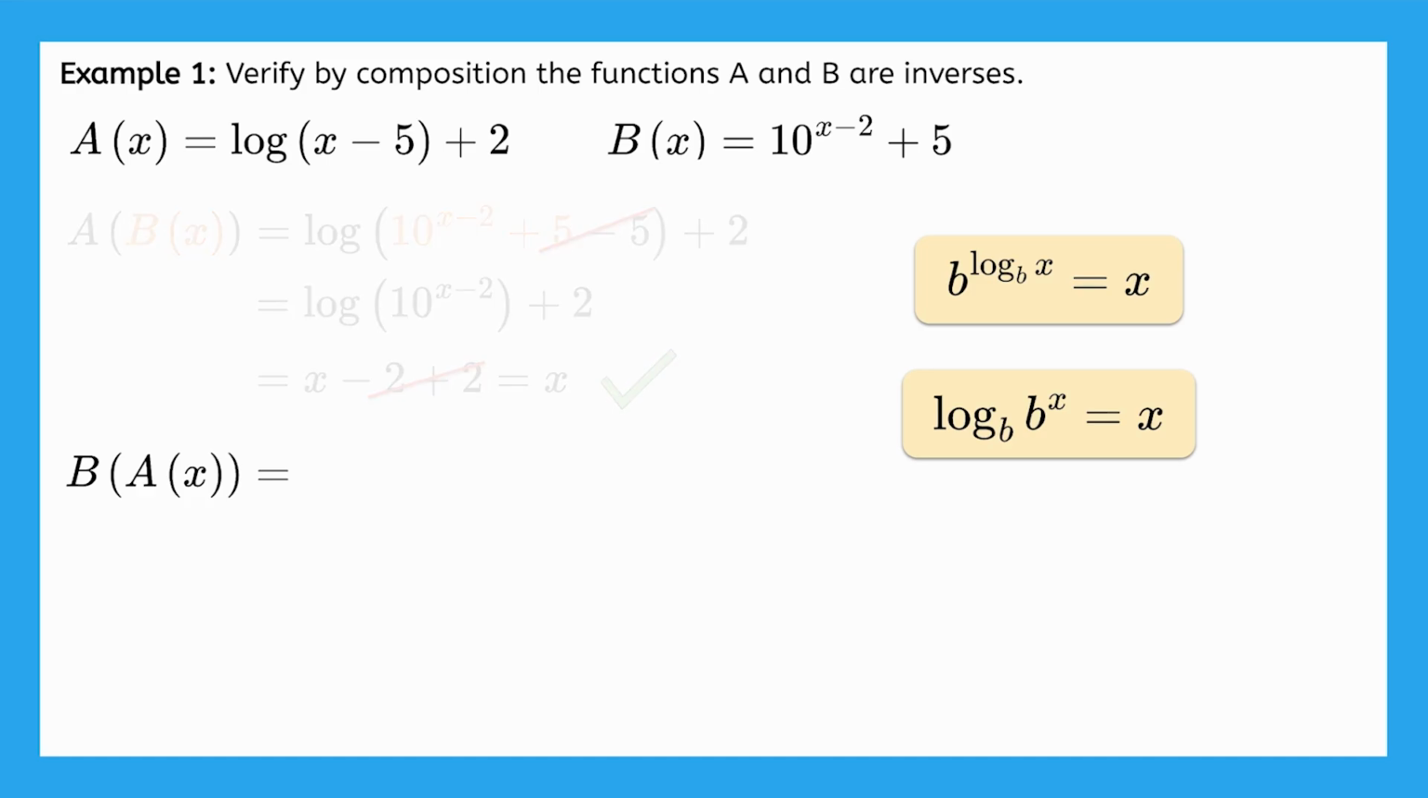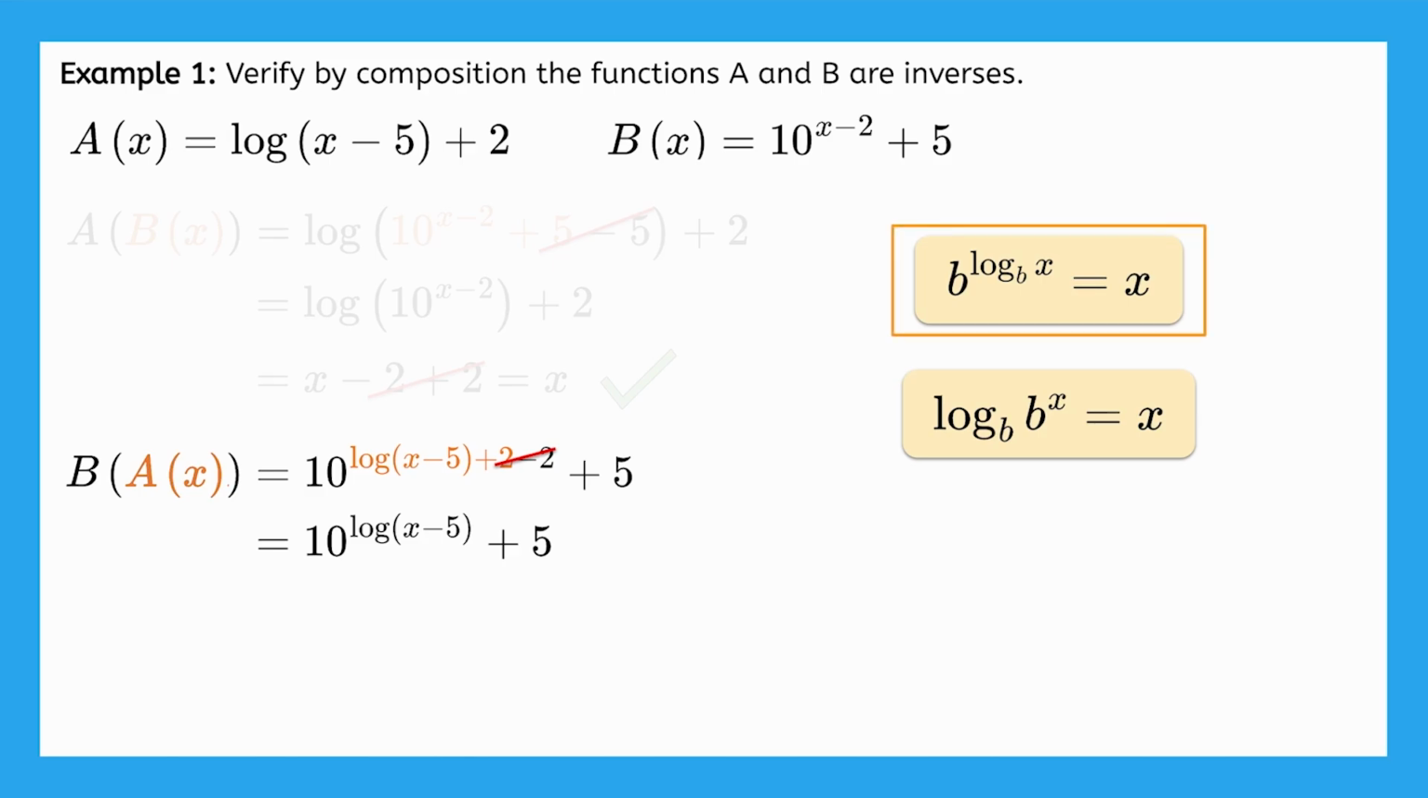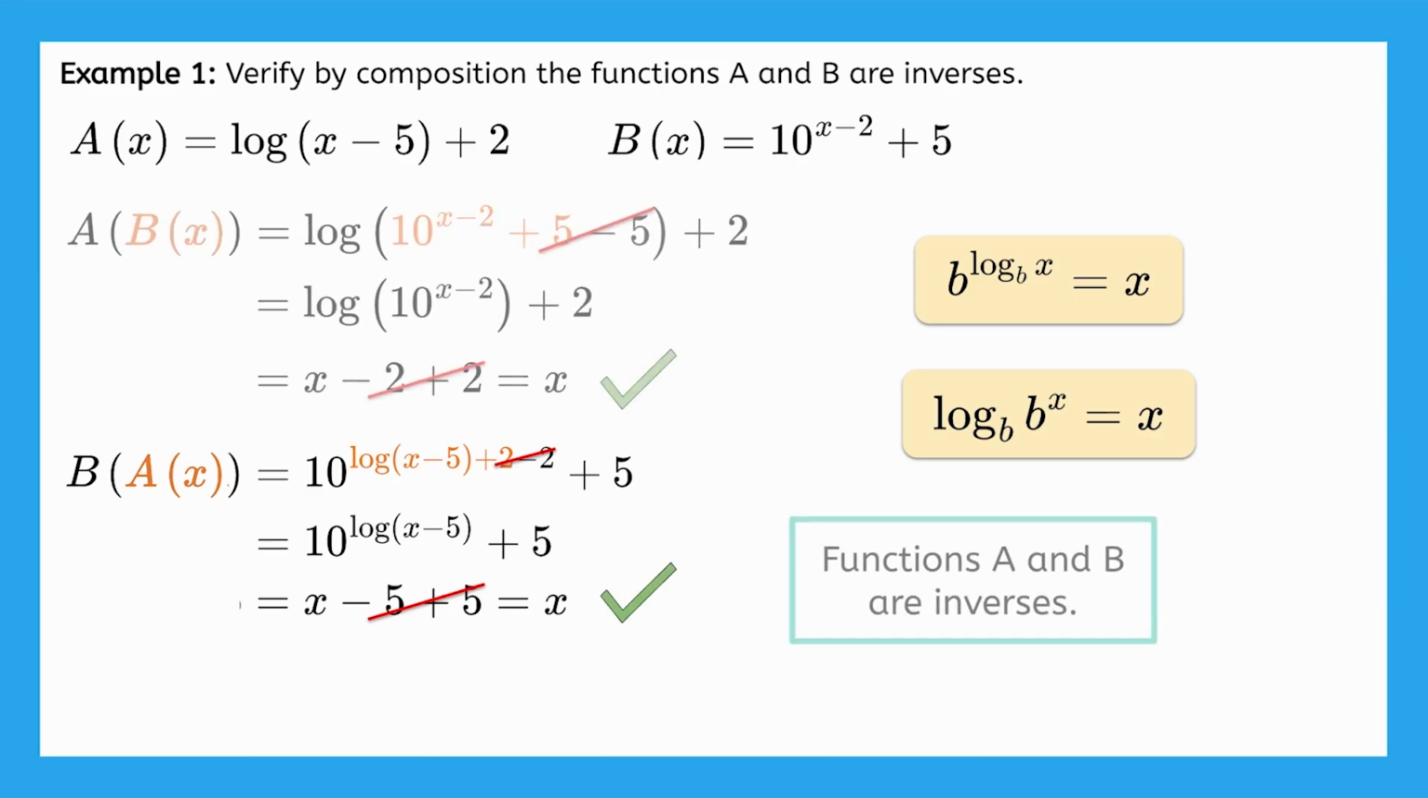To find b of a of x, we replace every x in b of x with a of x, which results in 10 to the log of x minus 5 plus 2 minus 2 plus 5. 2 minus 2 cancels and we get 10 to the log of x minus 5 plus 5. Time to use the other inverse property. Since b to the log base b of x equals x, 10 to the log of x minus 5 is just equal to x minus 5. Lastly, the 5's cancel out and once again we get x. Therefore, we have proven functions a and b are indeed inverses.